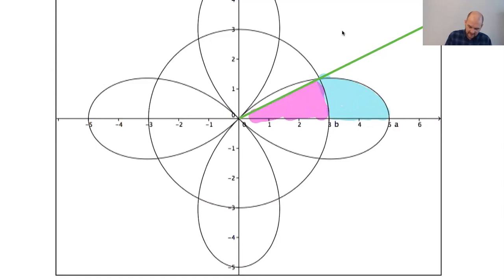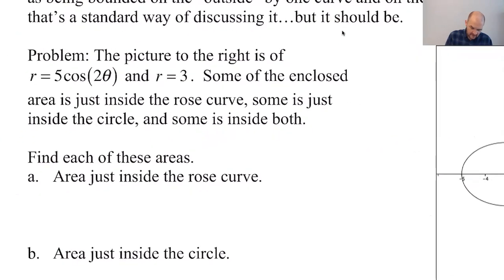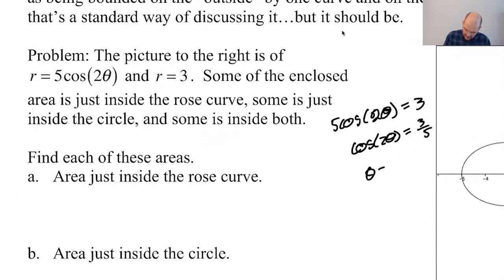So the key thing is I really need to know what this theta is. But this is just going to be where the rose curve intersects the circle for the first time. So let's see if we can figure that out. So it's going to be 5 cosine of 2 theta equals 3. Cosine of 2 theta is equal to 3/5. So theta is going to be 1/2 the inverse cosine of 3/5.